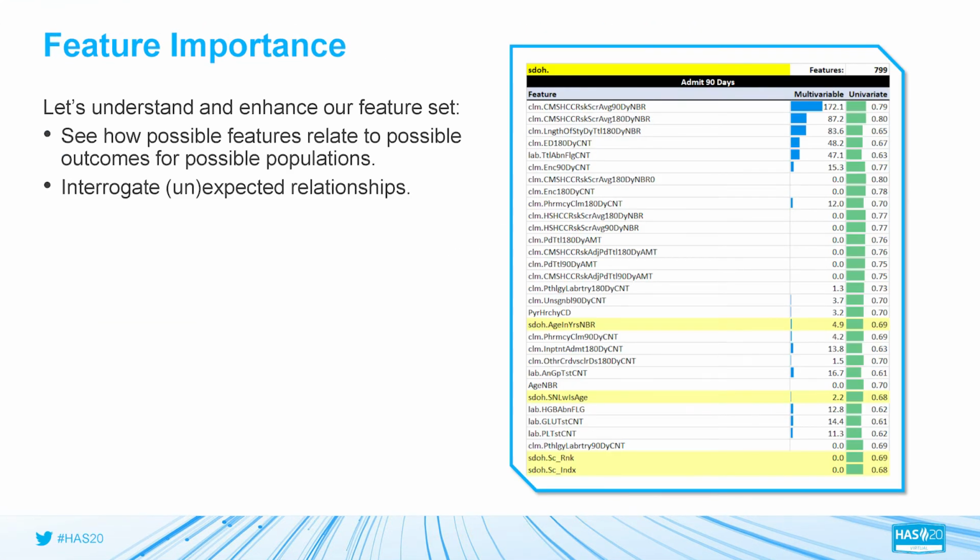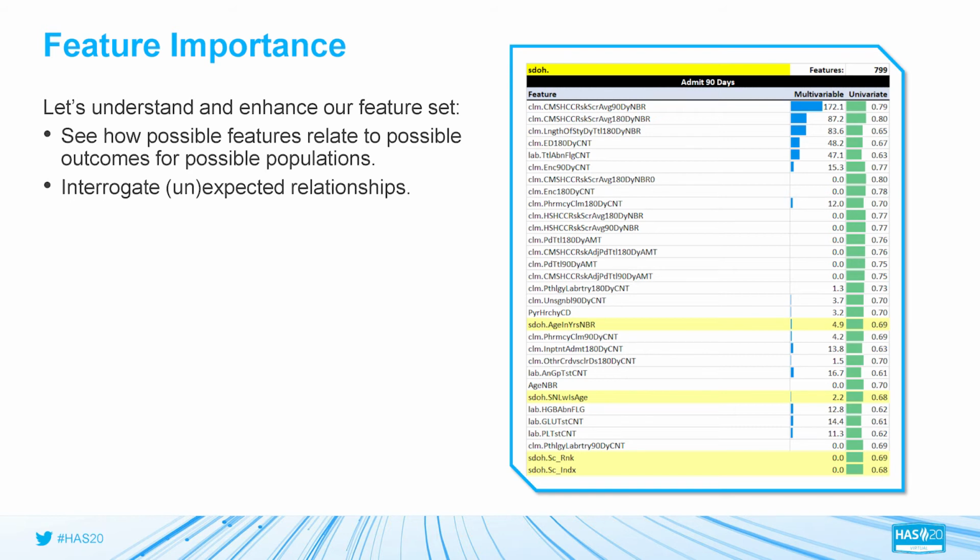So this is an actual screenshot of a model that we ran. And what we were looking at here on the right-hand side, you'll see a whole list of the features. In fact, there were 799 candidate features in this model to try to predict who will be admitted to the hospital in the next 90 days. And there are two columns to the right-hand side. One's called multivariable, the other one's called univariate. The univariate column is how much does this feature help us understand a member's risk if it was the only thing that we knew about this member.